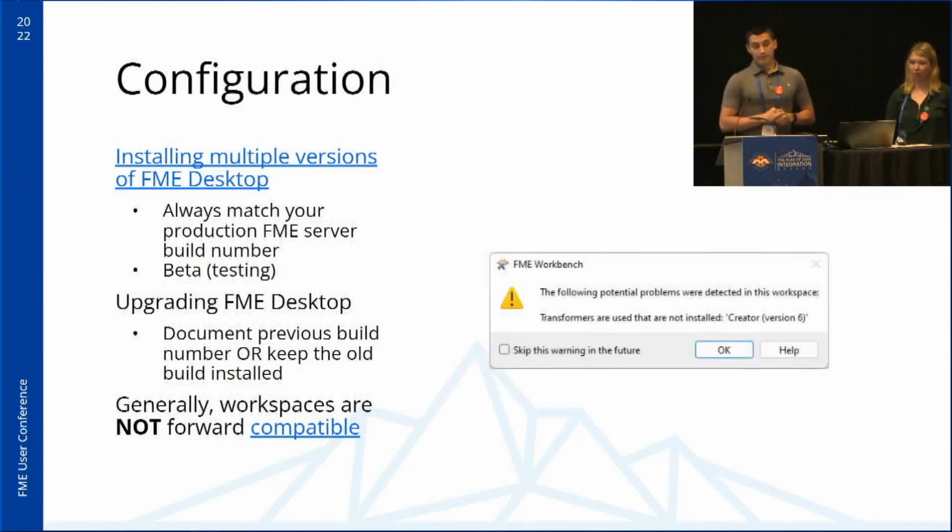If you were to open up a workspace from a newer build in an older version, say you're working with a beta build and you have a production server in FME 2022, this is the message you'll see. It's informative that this is the transformer that's missing. You can go ahead and re-add that if needed, but generally just work in the production server build and you'll be going through happy days.